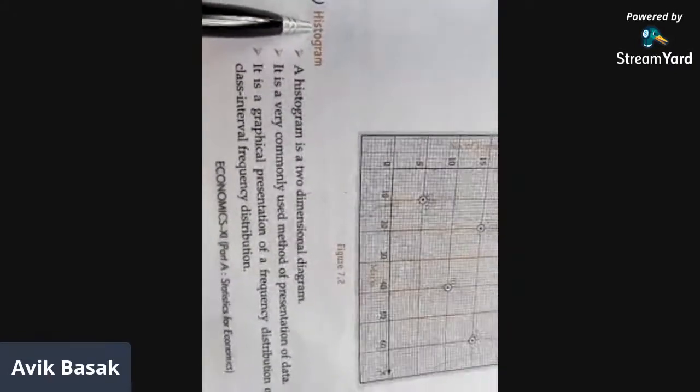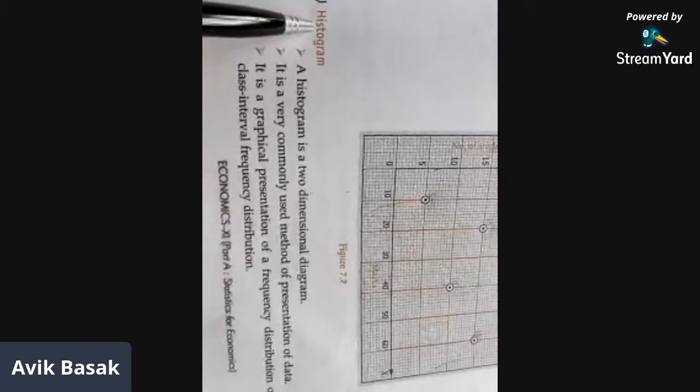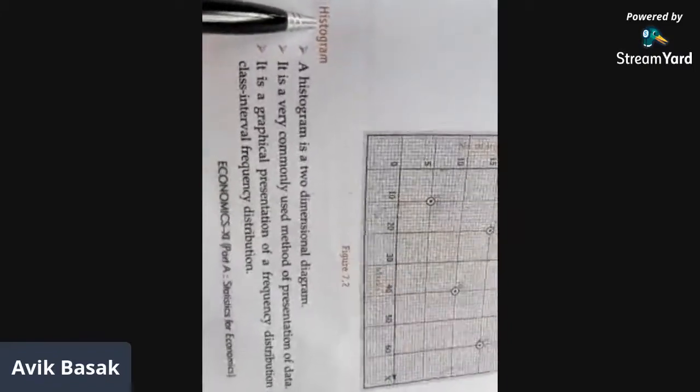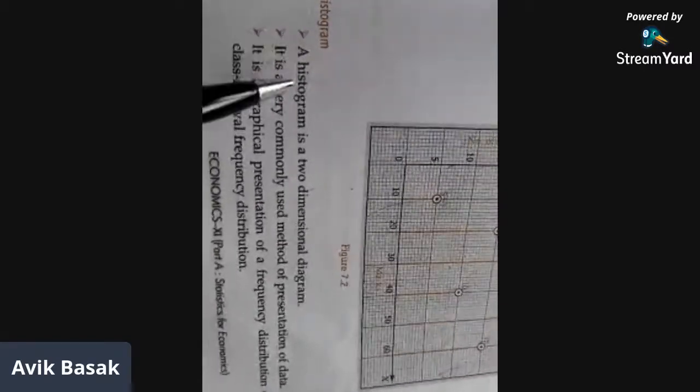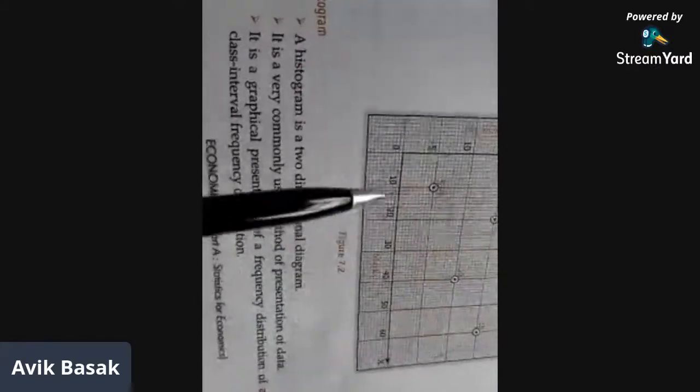Coming to the next type of frequency distribution, the histogram. This one comes most often in your question paper, and I think you have done it in class 9 and 10 also. What is this? It's a type of bar diagram only, but you will see a slight change. We'll come to it slowly with the sums. First of all, the theory written here: a histogram is a two-dimensional diagram. It is a very commonly used method of presentation of data. Many times in newspapers also you will see these, whereas line diagrams are not shown.